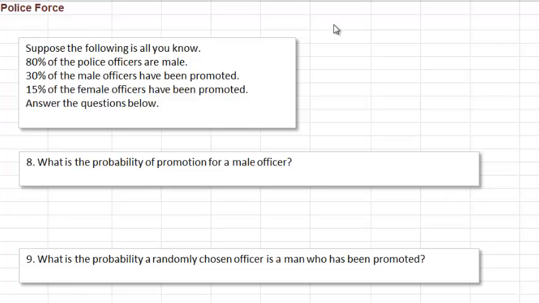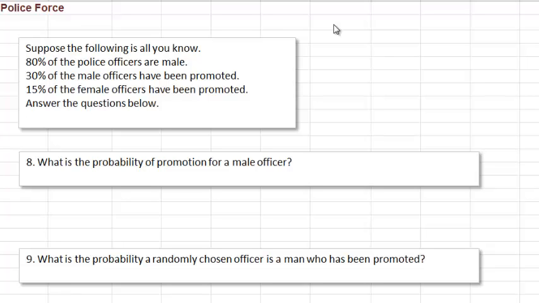We use a variation of the police force example to illustrate more of the probability calculations, this time using a probability tree. In a police force, suppose now all you know is this: 80% of the police officers are male, and 30% of those male officers have been promoted, and 15% of the female officers have been promoted.